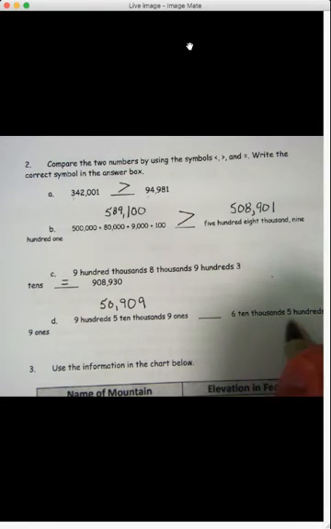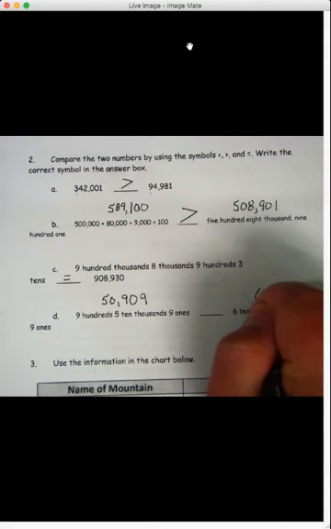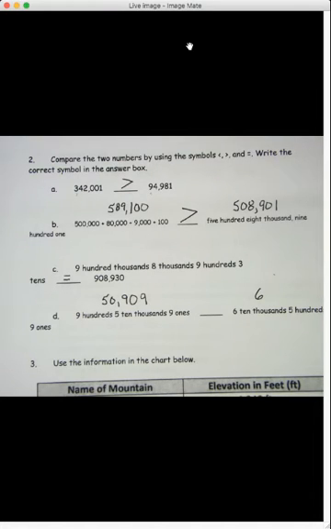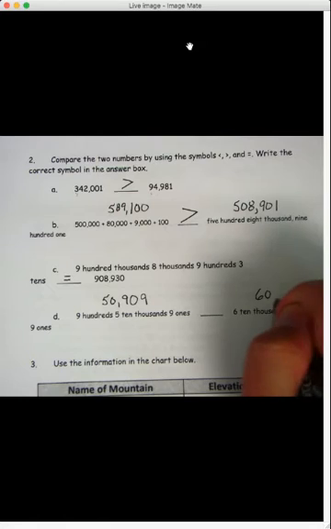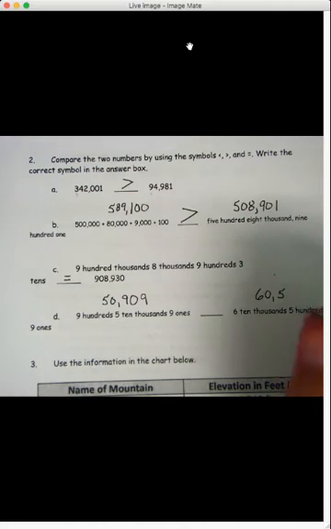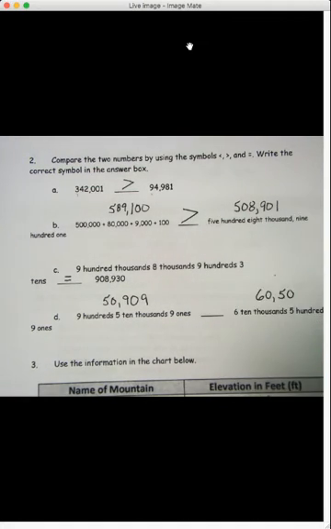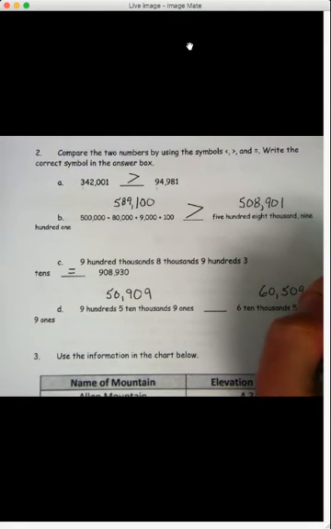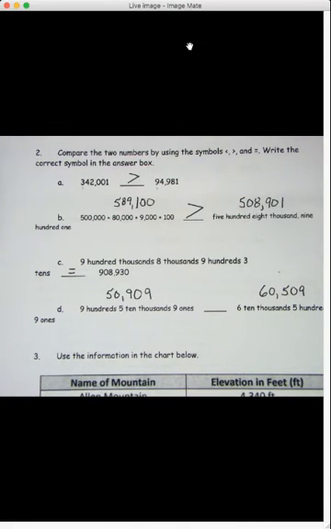This one says we have 6 10,000s. Do we have any thousands? No. Do we have any hundreds? Yes, we have 5 hundreds. Do we have any tens? No. Do we have any ones? Yes. Whew, I'm glad I wrote that out because that was a bit confusing to look at. So I suggest if you're confused, write the number out and make sure you write it correctly.